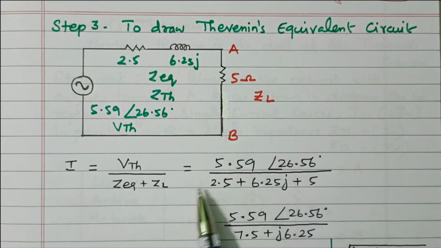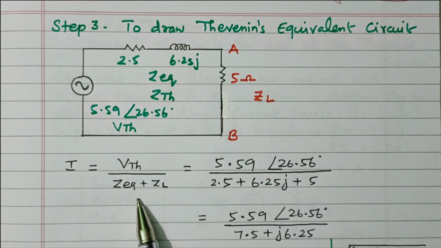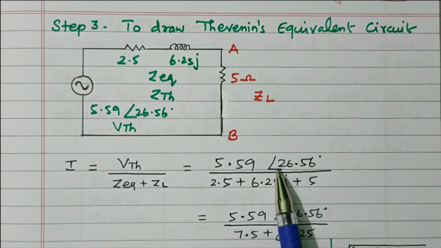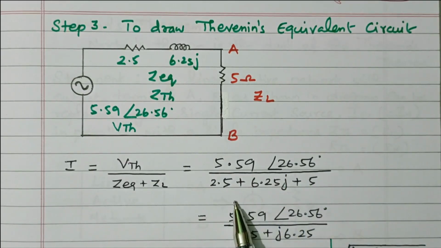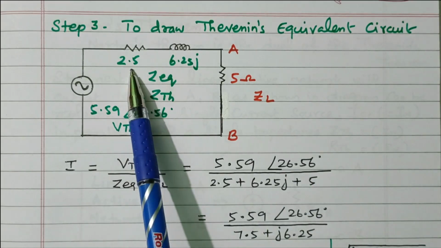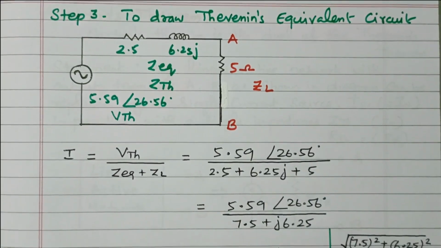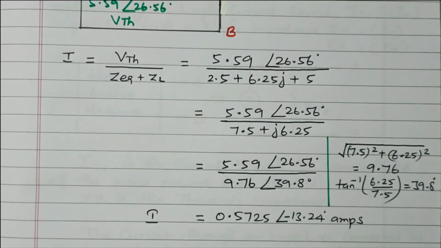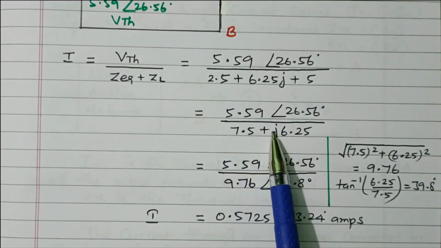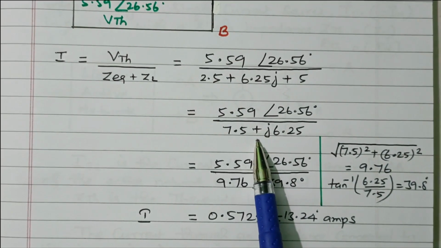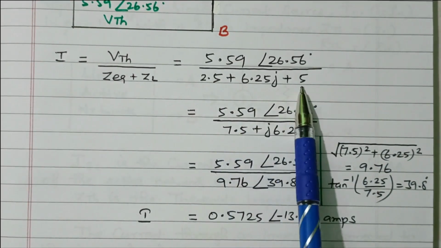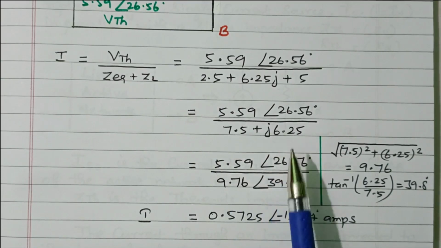Now the load current can be easily calculated. I equal to V by R, V Thevenin divided by Z Thevenin plus ZL. So now it is simplified. V Thevenin is 5.59 with an angle 26.56. Z Thevenin is 2.5 plus 6.25J. Then the load is 5. Now we need to add this, and go for further simplification. So 5.59 with an angle 26.56 divided by these two added, 7.5 plus J6.25.